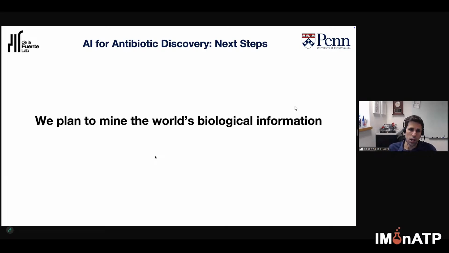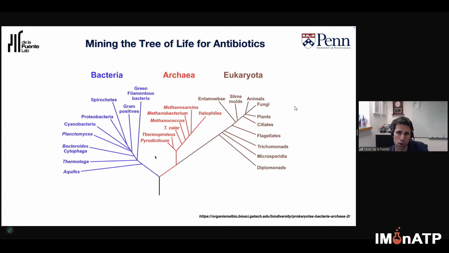In terms of next steps, we plan to mine the world's biological information. We think of biology as an information source that can be mined with the right algorithms, so that's what we're trying to do. And we're mining the whole tree of life as a source of antibiotics. That's just the beginning. We then are going to go beyond antibiotics to other types of therapeutic molecules. But since we had first started with eukaryotes in the form of modern and ancient humans, we next decided to see if we could find antibiotics in another huge branch of the tree of life, bacteria.